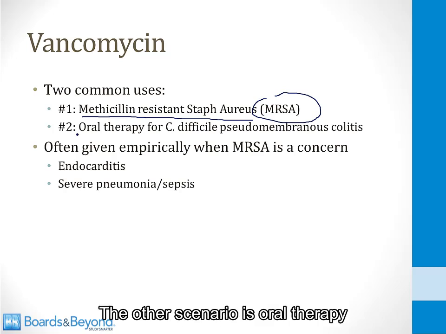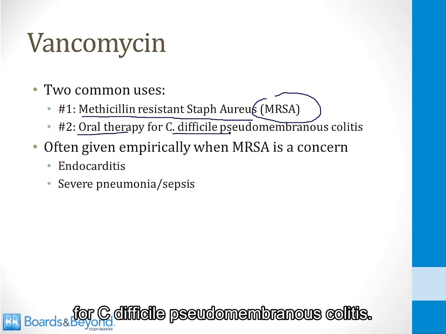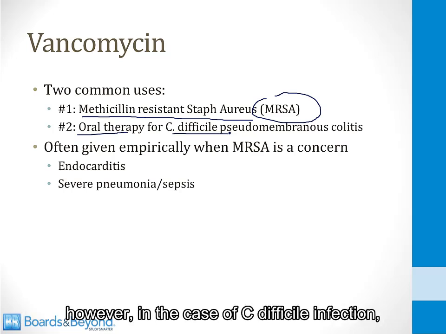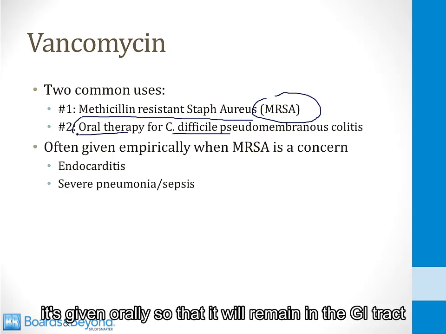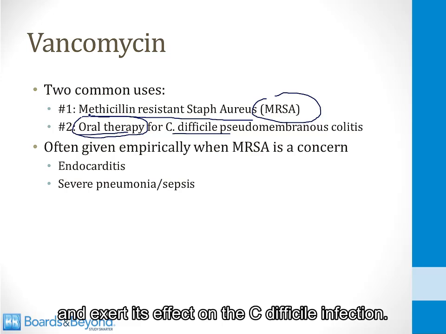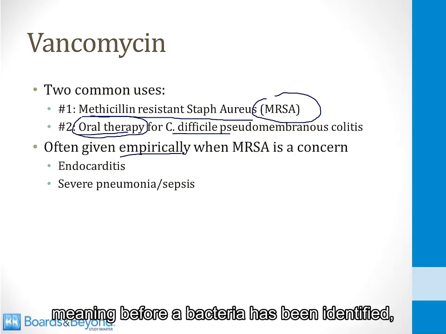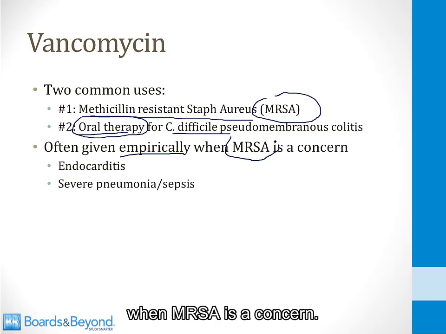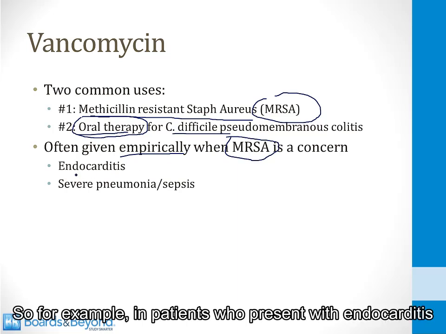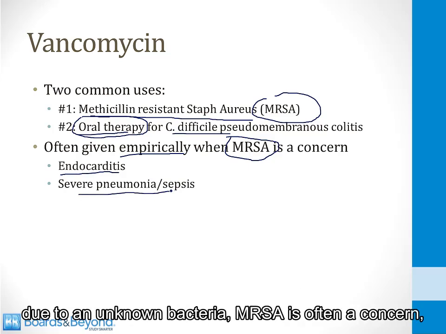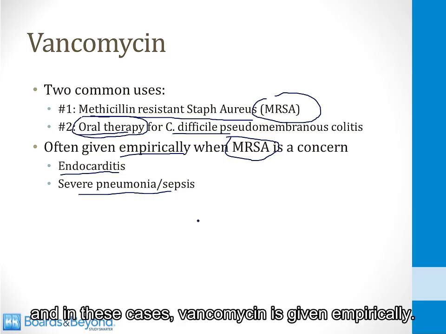The other scenario is oral therapy for C. difficile pseudomembranous colitis. Vancomycin is poorly absorbed, so it's usually given IV. However, in the case of C. difficile infection, it's given orally so that it will remain in the GI tract and exert its effect on the C. difficile infection. And you'll often see vancomycin given empirically, meaning before a bacteria has been identified when MRSA is a concern. So for example, in patients who present with endocarditis due to an unknown cause, or severe pneumonia and sepsis due to an unknown bacteria, MRSA is often a concern, and in these cases vancomycin is given empirically.